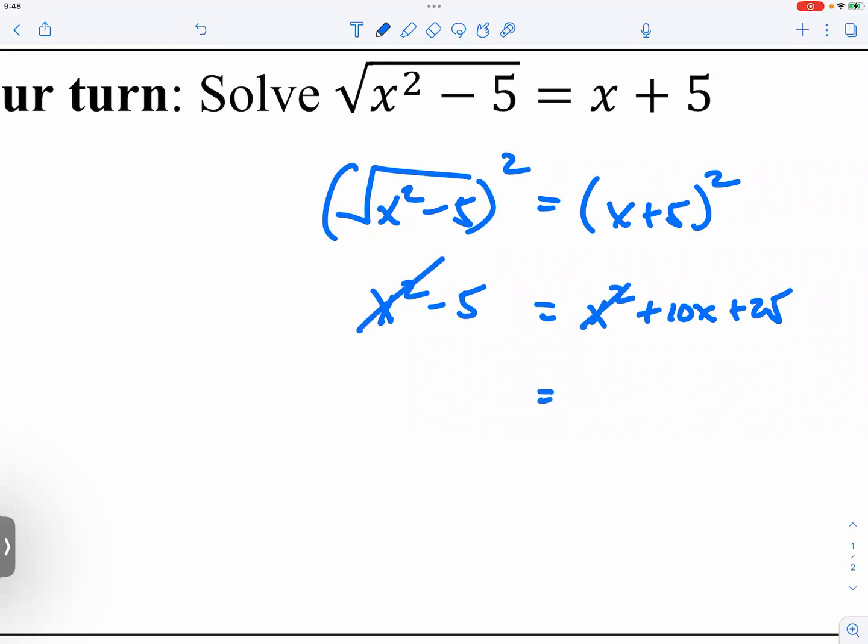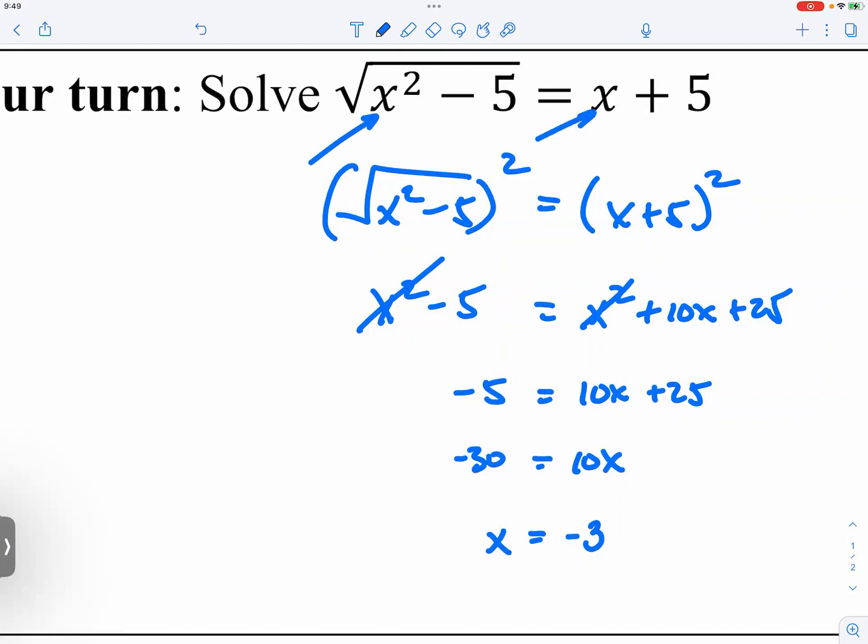And then x squared will be gone because that's x squared on both sides. Okay, and then we have 10x plus 25 equal to negative 5. So you can subtract 25 from both sides. So you get negative 30. So 10 times x is equal to negative 30, meaning that x must equal negative 3. You put negative 3 back into the x and double check.